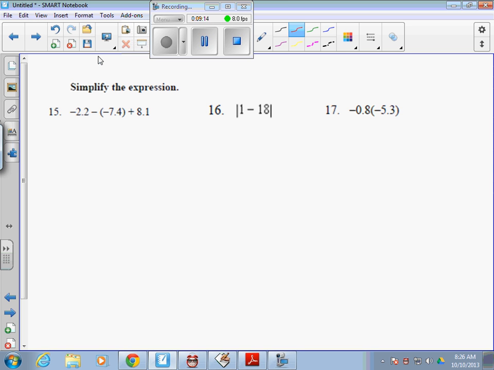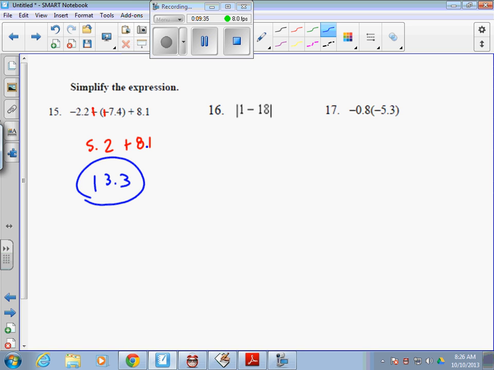It says minus a negative 7.4. That's the same thing as plus a positive. Remember, you add the opposite right there. So we have opposite terms, so subtract them. 4 minus 2 is 2. 7 minus 2 is 5. So 5.2 plus 8.1, when we put those two together, you get 13.3 when that's simplified.